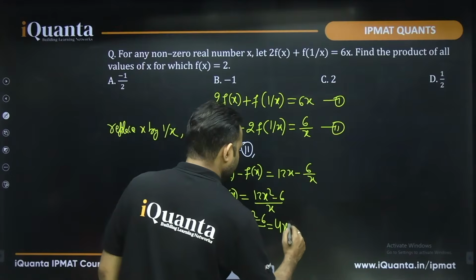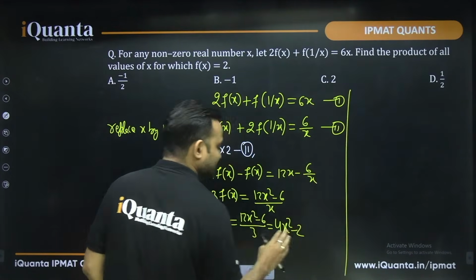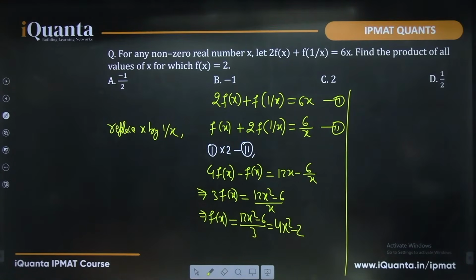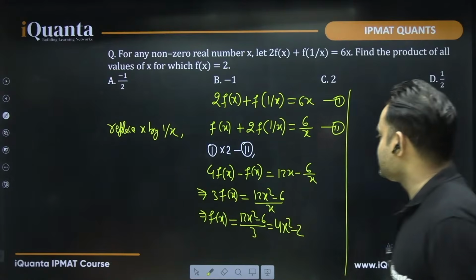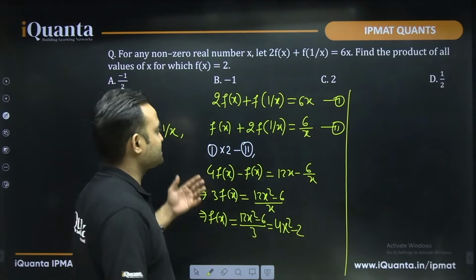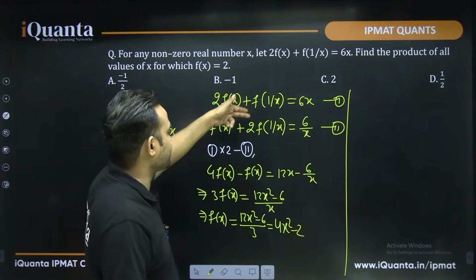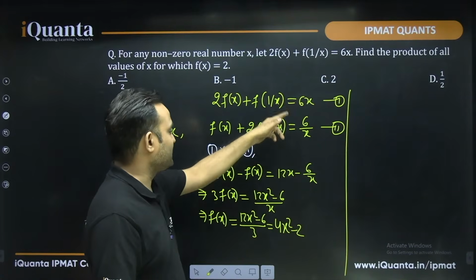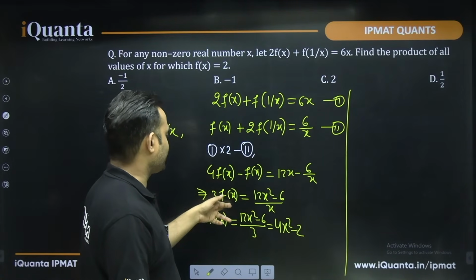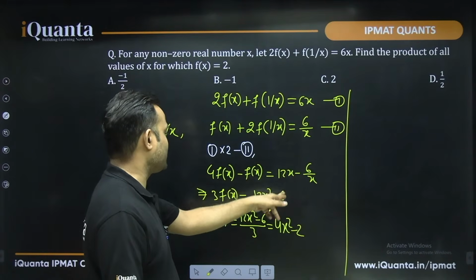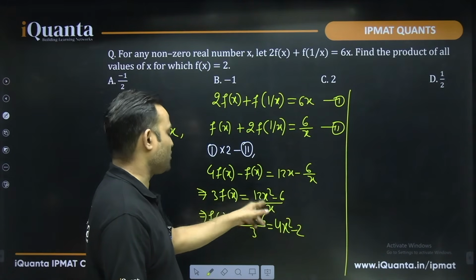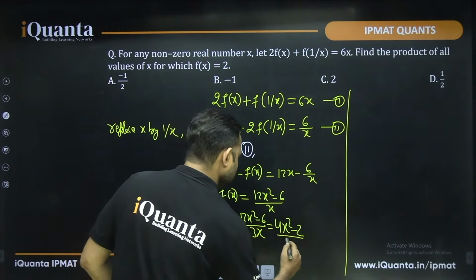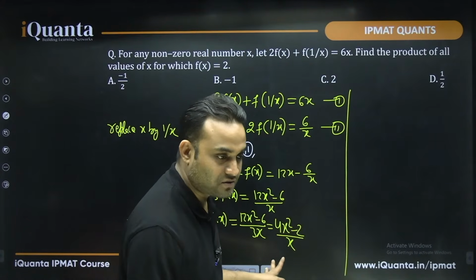Right? Tell me, is that clear till now? Is that clear to everyone? It should be clear, right? Nothing else. Two equations, two variables. We eliminated f(1/x), okay, by multiplying this by 2. So 12x minus 6 by x. 3f(x) will be 12x square minus 6 upon x. So this gives us, this is 3x, right? Denominator में भी x होगा, right?